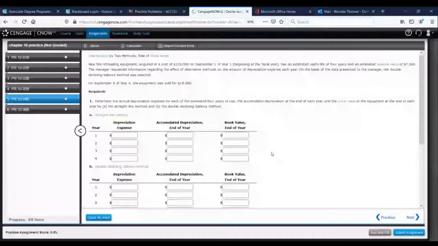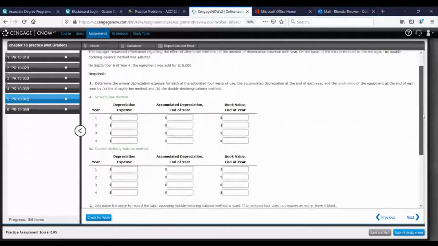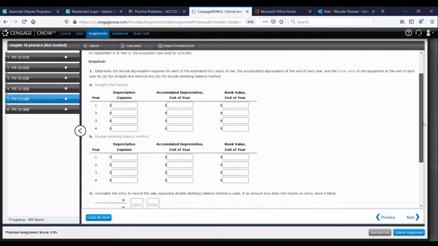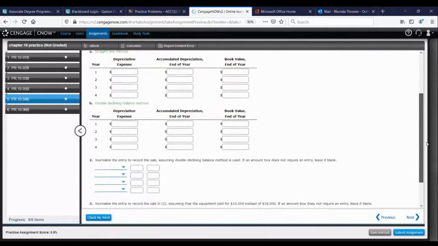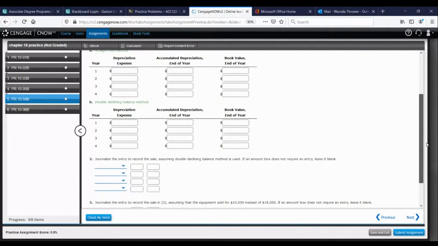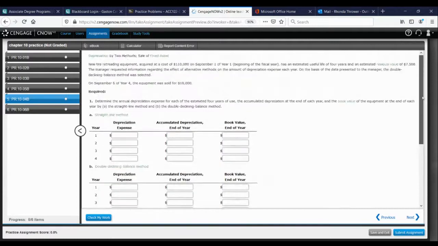We're going to be calculating depreciation in this problem using the straight line method and the double declining balance method. And we're going to also do a journal entry to record the sale of an asset. So first of all, to start off, we always need to read the problem carefully.